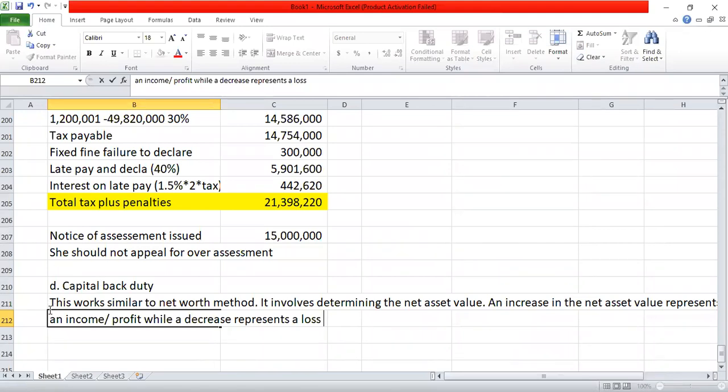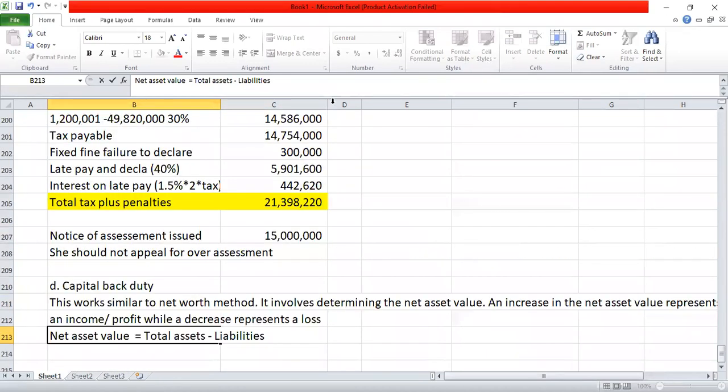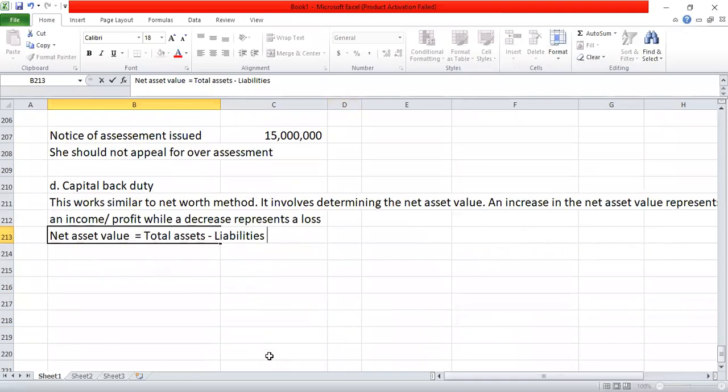So to get the net asset value is equal to total assets less liabilities. You get the total assets minus the liabilities, then you get the net asset value. It's almost similar to this. So we can look at an example on this.